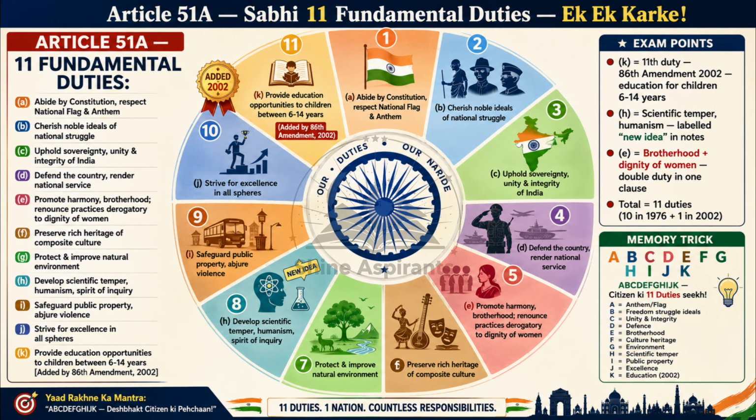So if you are a parent or a guardian, providing your child between 6 and 14 years of age with educational opportunities is your constitutional duty. This duty was added alongside Article 21A, the right to education, making education both a right of the child and a duty of the parent.